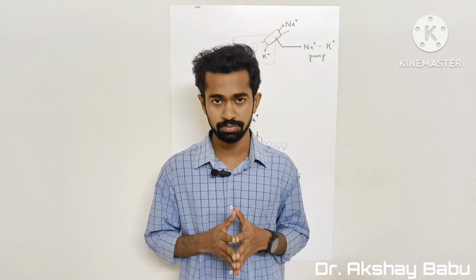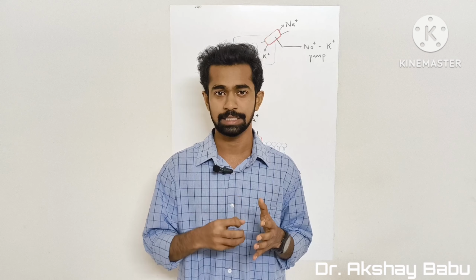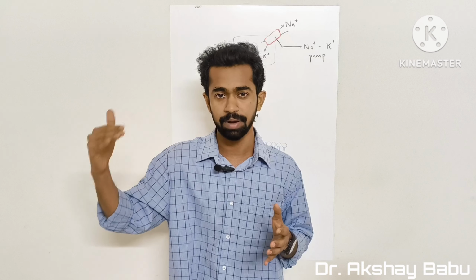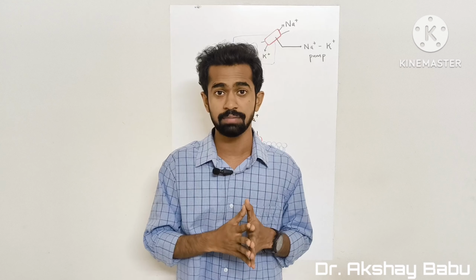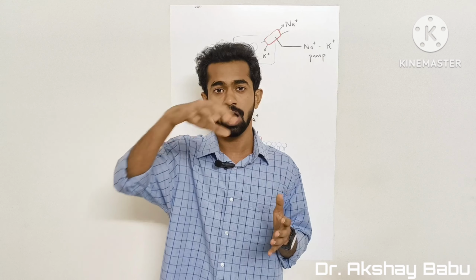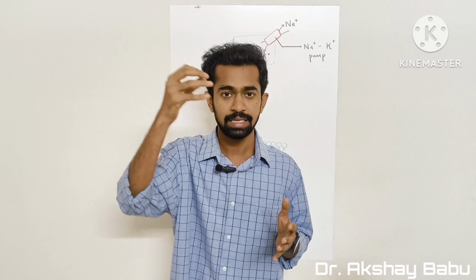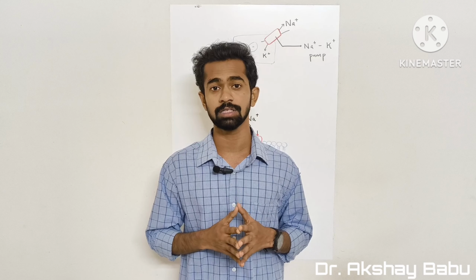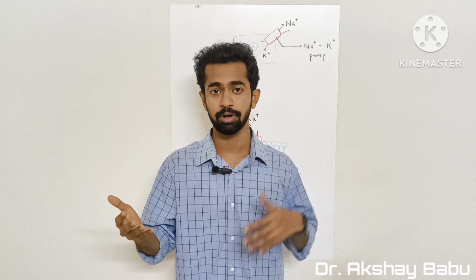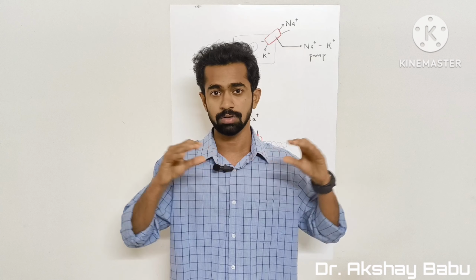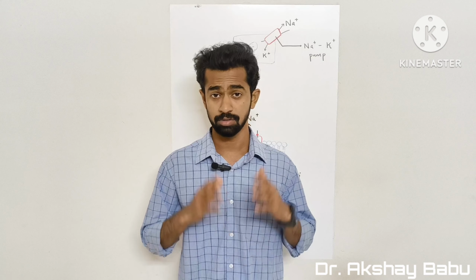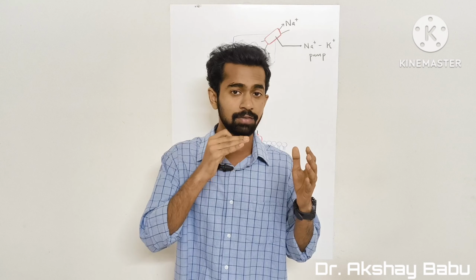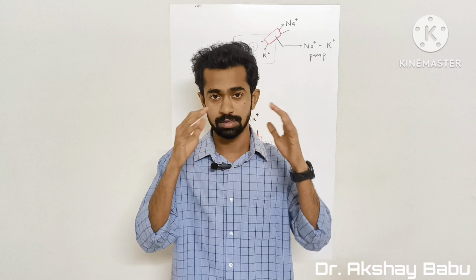This sodium-potassium pump is a pump which transports three sodium ions to the outside of the cell through the cell membrane, and at the same time pumps two potassium ions from the outside of the cell towards the inside of the cell through the cell membrane. This pump is responsible for maintaining the sodium and potassium ion concentration across the cell membrane. It is also responsible for maintaining the negative electrical voltage inside the cells.